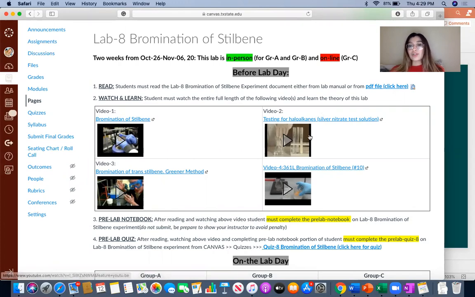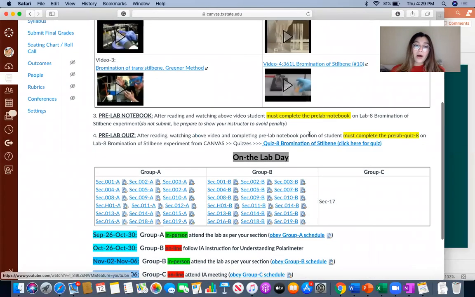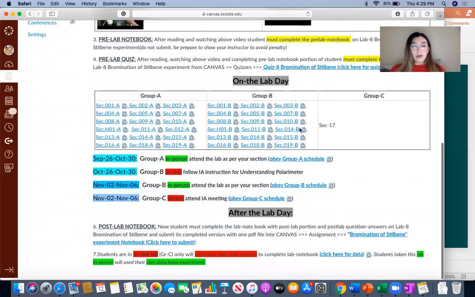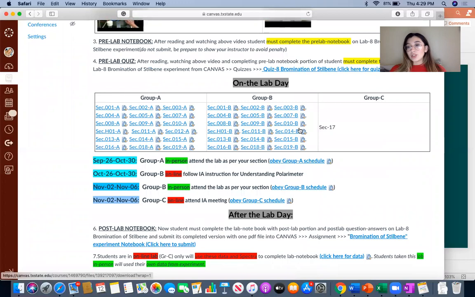Like always, make sure you read your lab manual. Bring your pre-lab notebook to lab if you are in group B and group A. Turn in your pre-lab quiz on time. And your post-lab notebook is due Sunday at 11:59 p.m. For those of you in Group C, you guys will be using this data. I will explain a little bit more about changes when we go into the PowerPoint for Group C because it will vary between Group A and B.